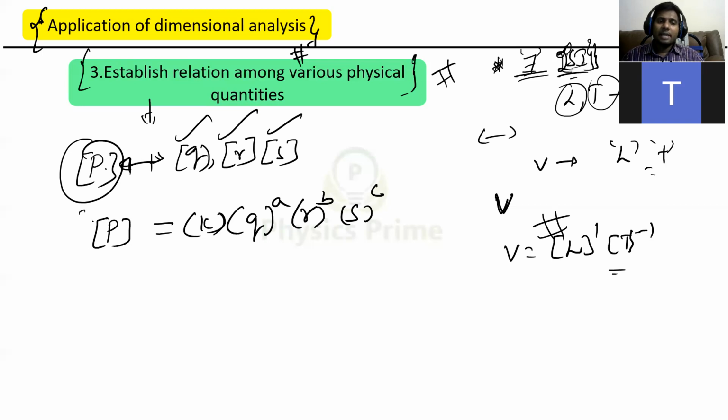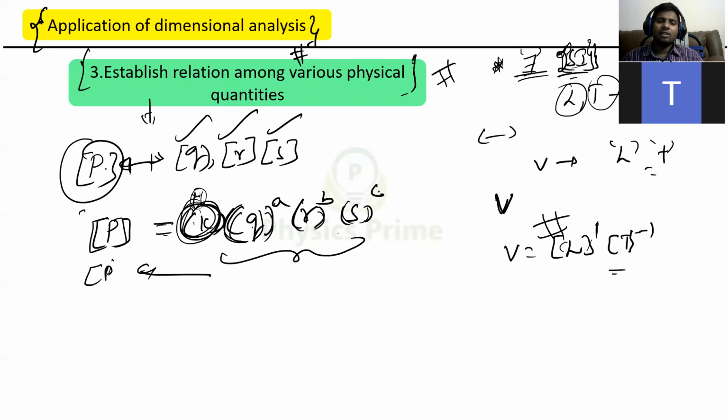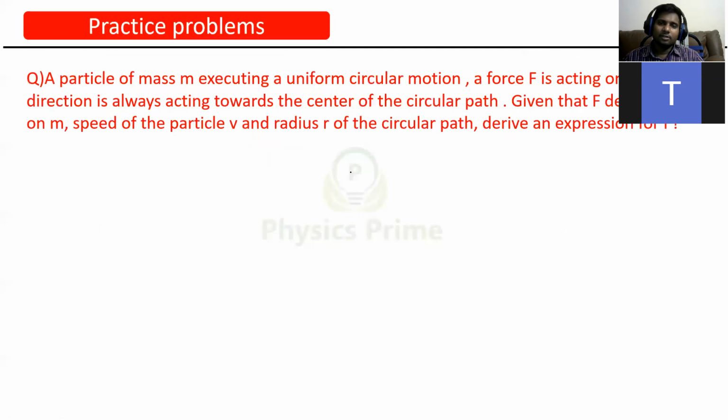What will you do? The dimension of P is equal to some numerical constant which you don't know, which does not have any dimensions as of now. This cannot be derived by dimensional analysis; only experiments can determine it. So you will write Q power A, R power B, and S power C. But all this should equate to the dimensions of P or not. Then only that formula can be correct. Shall we go by the practical example? Now, quite interesting.